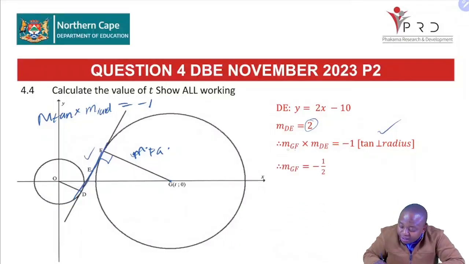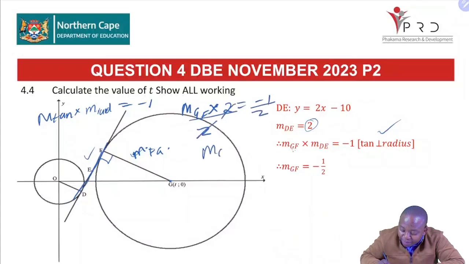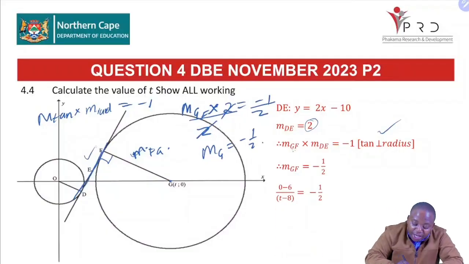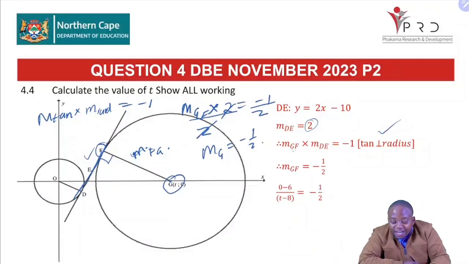Then we can substitute in the values. Remember, MGF multiplied by MDE, which is 2, is equal to -1. We divide by 2. Then MGF is -1 over 2. Right. From here, we can find the equation of FG, or we can use the gradient of FG again to find the coordinate of T. Either way, we are going to find the correct answer.